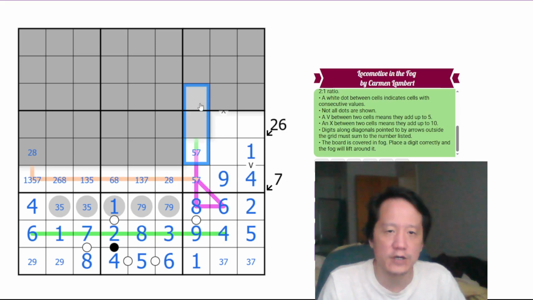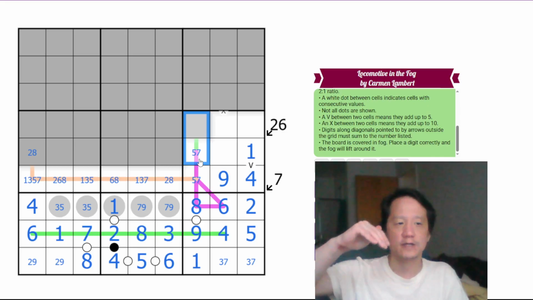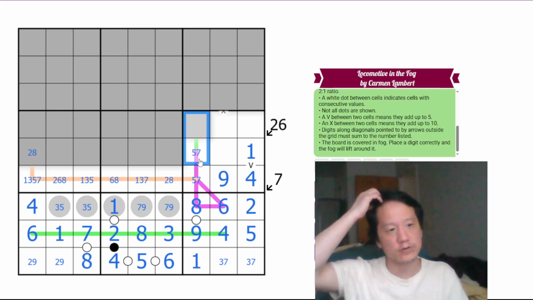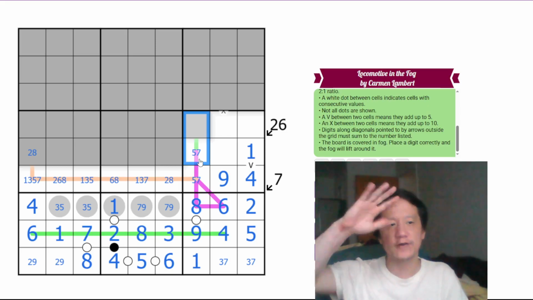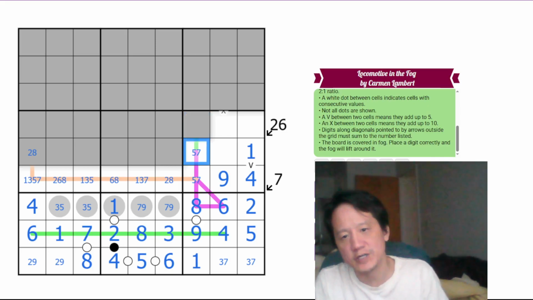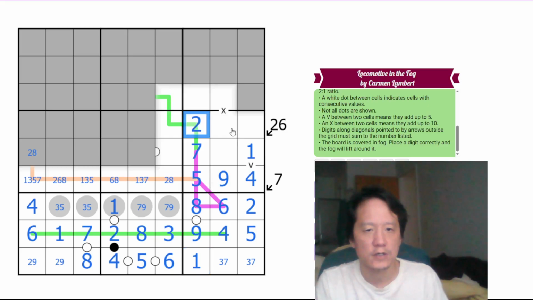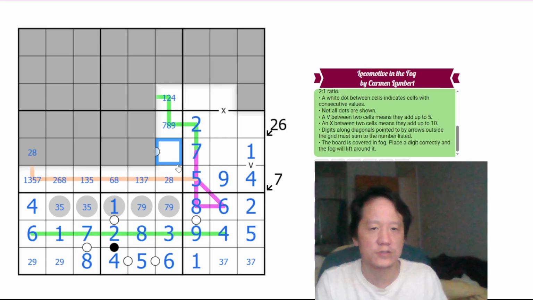5 can never be on a German whisper line because if you have 5, subtract 5 from it, you get 0 or less, which is not a normal Sudoku digit. If you add 5 or more to 5, you get 10 or more, which is not a digit. So this must be 7, which makes this a 5. 7 can only be next to 1 or 2 on a German whisper line, and this can't be 1, so this must be 2. 2 can be next to 7, 8, or 9 on a German whisper line, which can be next to 1 through 4, but this can't be 3 because of this 3.